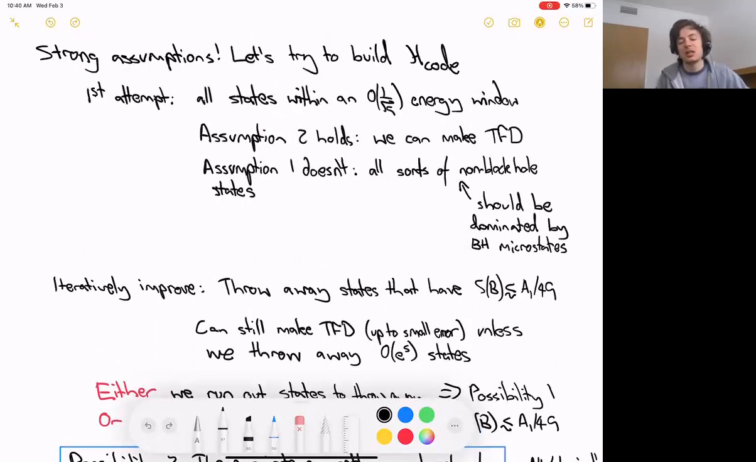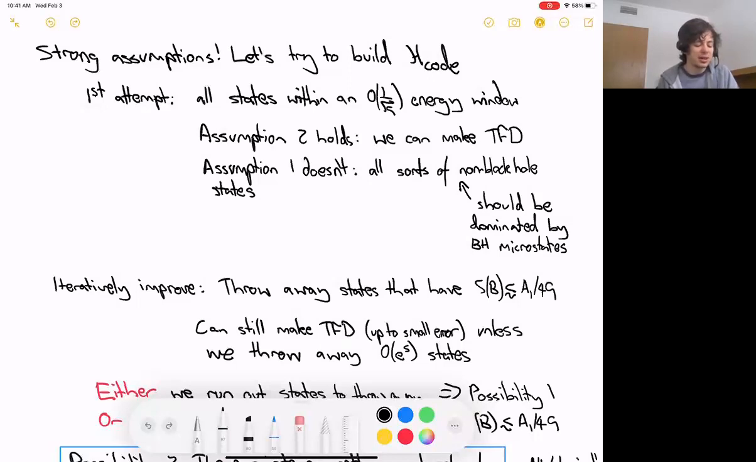What you do is you iteratively improve this H code, making assumption 1 hold by searching for states in it that have a very small entanglement entropy, a very small S_B, and throwing them away, restricting to the orthogonal complement of those states. So we search for them, throw away the smallest entropy state, then throw away the smallest entropy state orthogonal to that, then the smallest entropy state orthogonal to that. Just keep doing that, making our H code smaller and smaller and smaller.